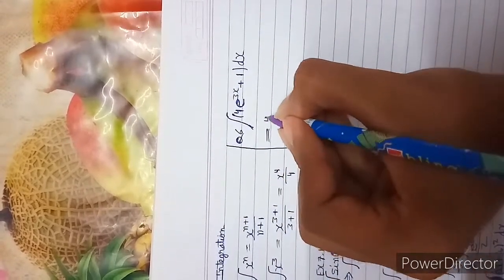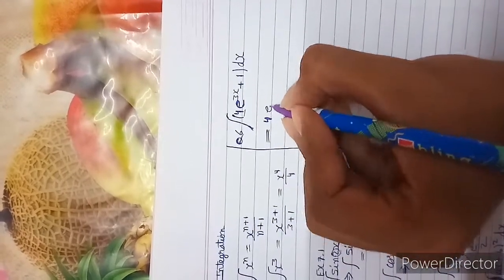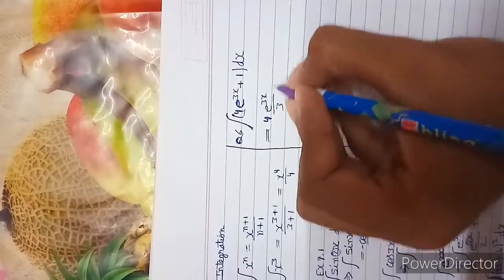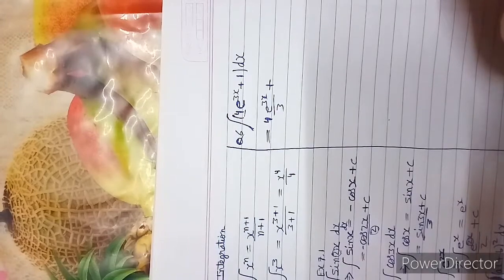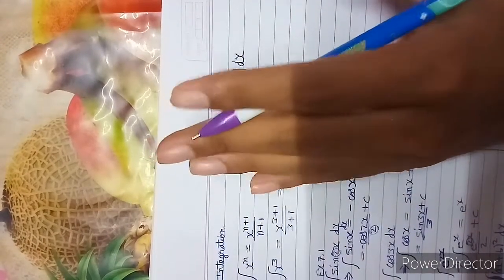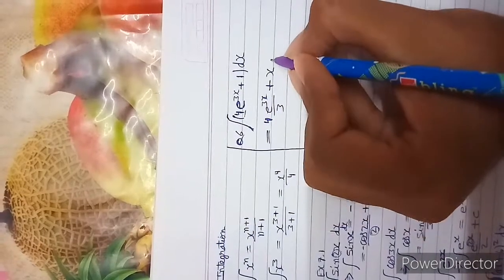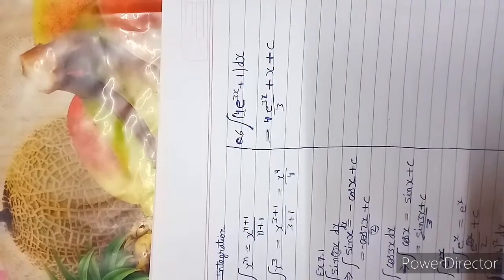4 we will take outside, it is a constant. Now what is the integration of e to the power 3x? It is e to the power 3x by 3 plus, what is the integration of 1? We have already discussed that the integration of any constant term is x, so we will write it here x and plus c. Don't forget this c, otherwise your marks will be deducted.